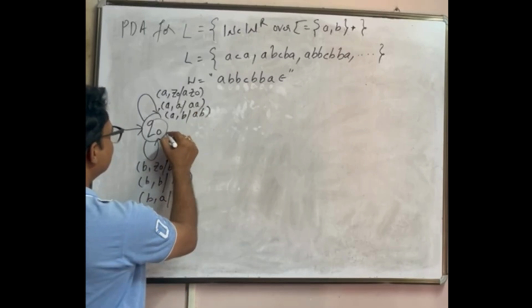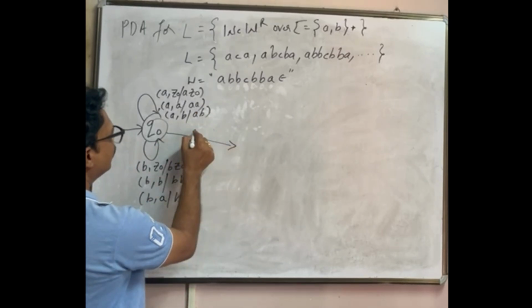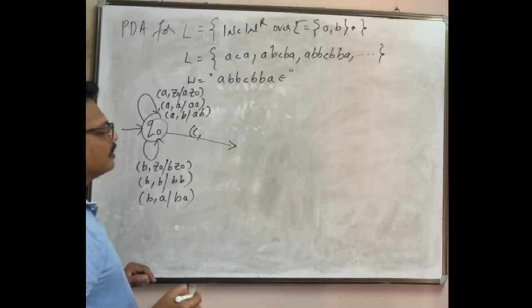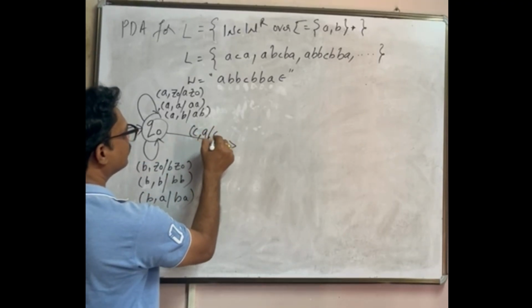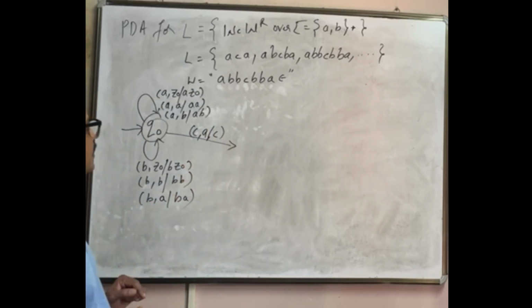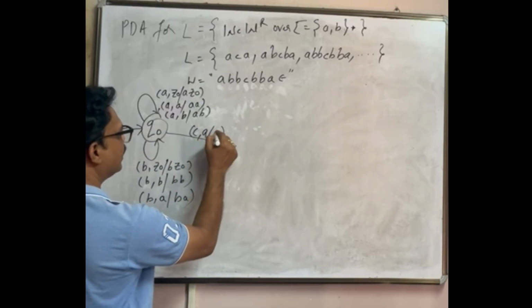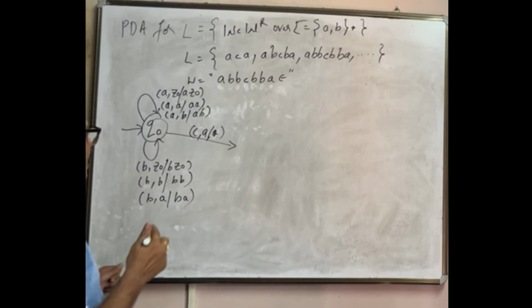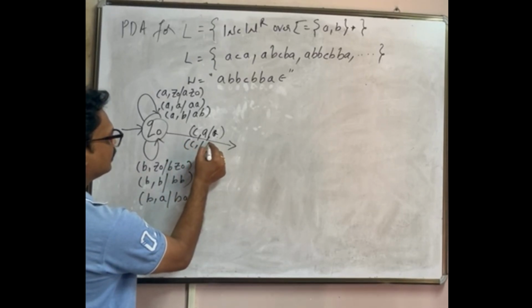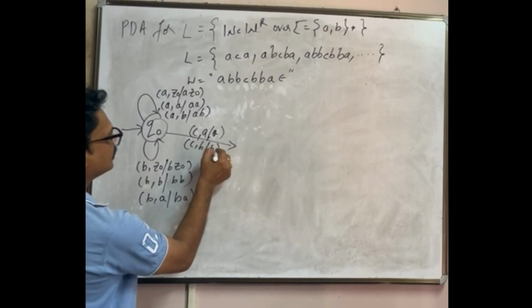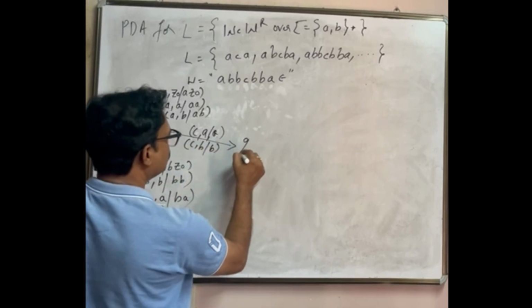Now when it reads a C, and the top of the stack is an A, it does nothing, keeps it as it is, it doesn't push, A only. And if it reads C and the top of the stack is B, it does nothing. And it moves to Q1.